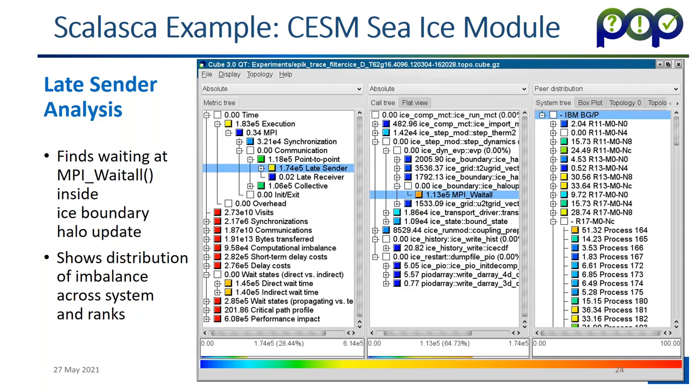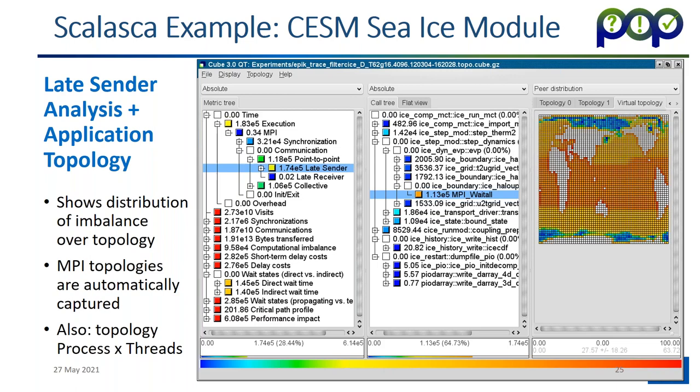This is why we often use topologies. Here is a very nice example, because that sea ice module application sets up a topology which represents the domain it's working on, which is the map of the Earth. Every little square represents a processor working on that portion of the map. Now we can see how this late sender waiting, the MPI wait all, is distributed over processors and over the map. And of course, you nicely see that because at the equator there's not much ice, the waiting time there is much higher than in the polar region.